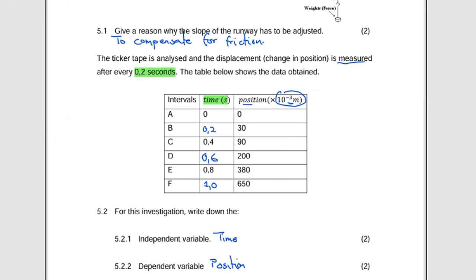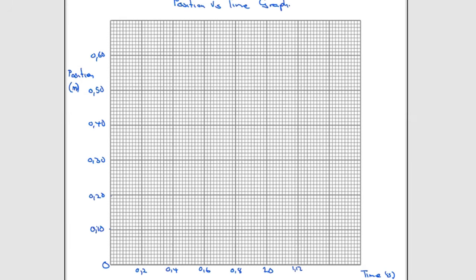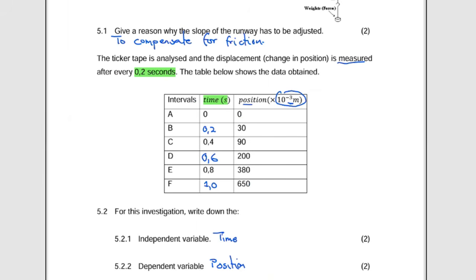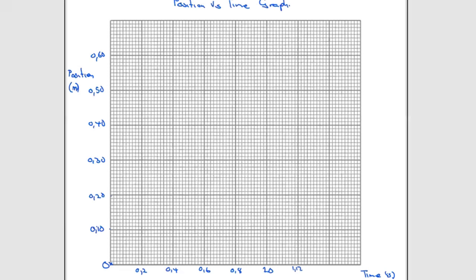So my 0 goes with 0, so it means my first point there is going to be there, right? Then after that, I'm going to have a value of what time. If time is 0.2, my displacement there is 30. So if you divide 30 multiplied by that, you're going to get a value of 0.03, if I'm not mistaken. Then we proceed there.